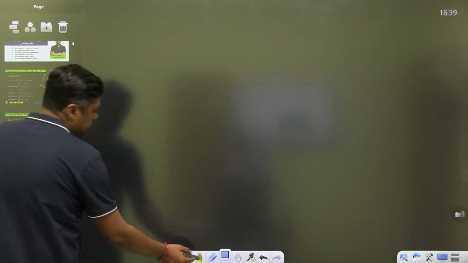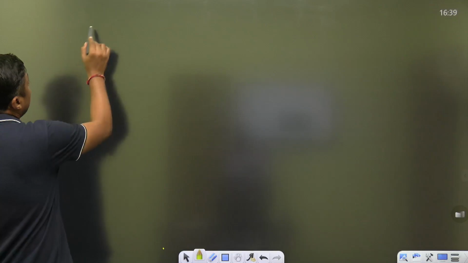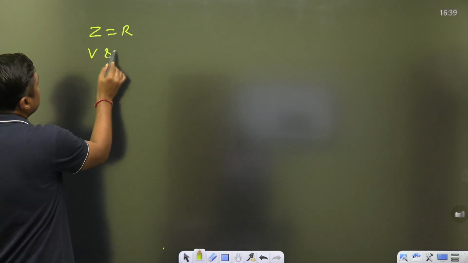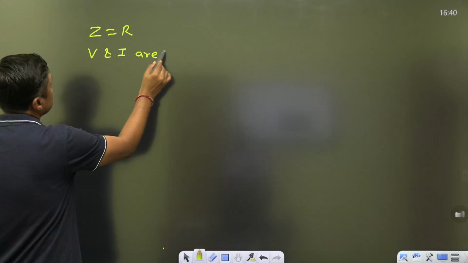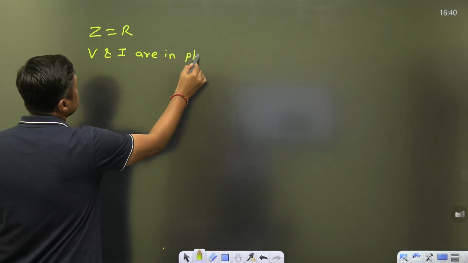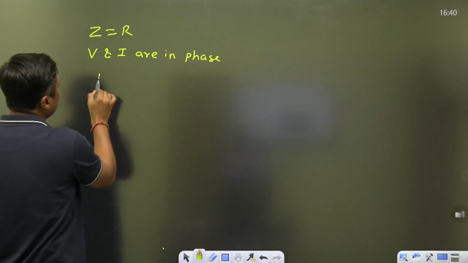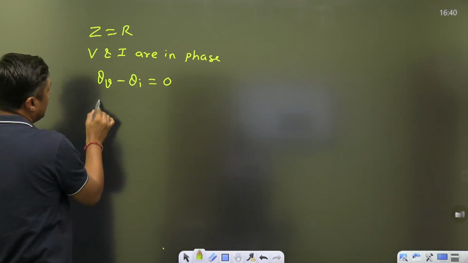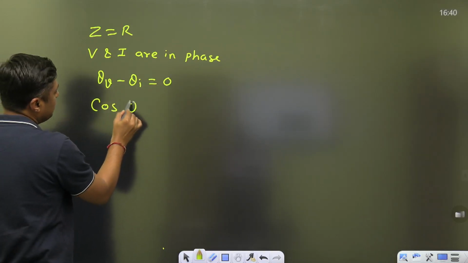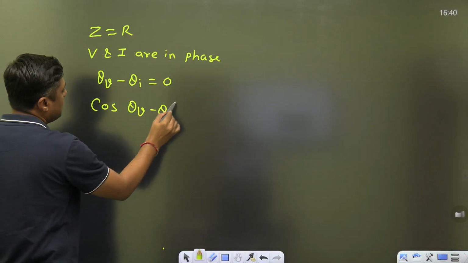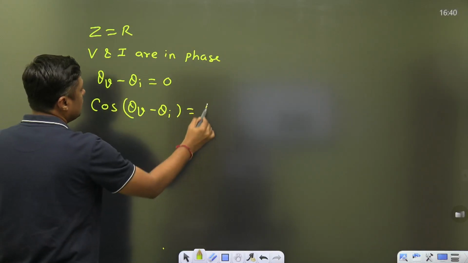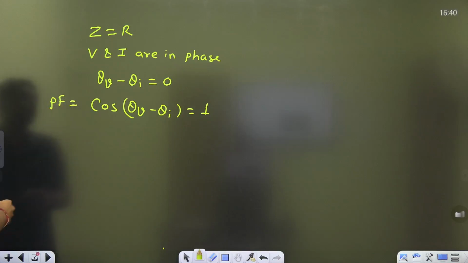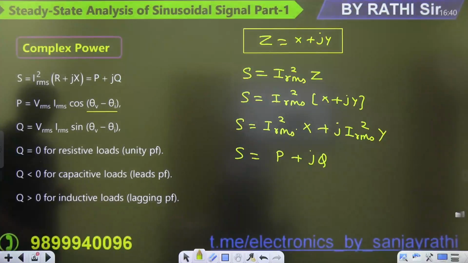Now, if the load is purely resistive, voltage and current are in phase. Theta V minus theta I is equal to 0. And therefore cos of theta V minus theta I, that is called the power factor, is equal to 1, unity power factor.